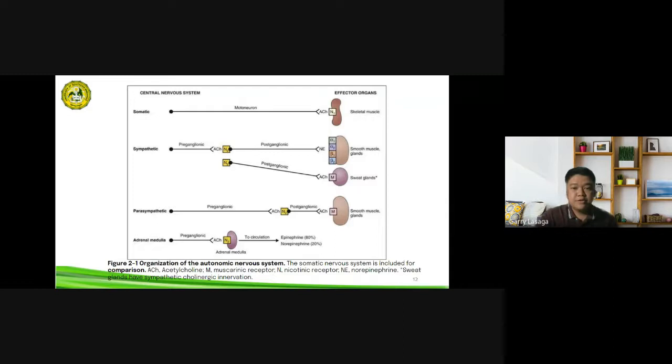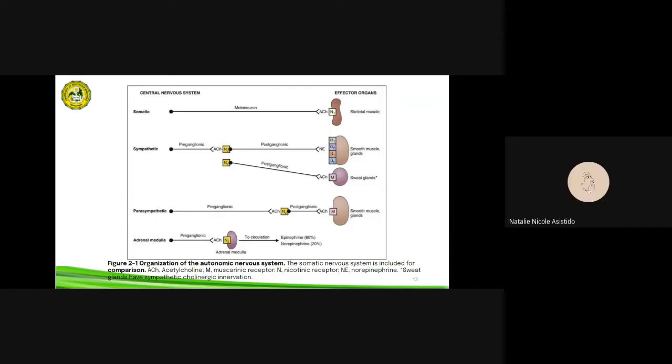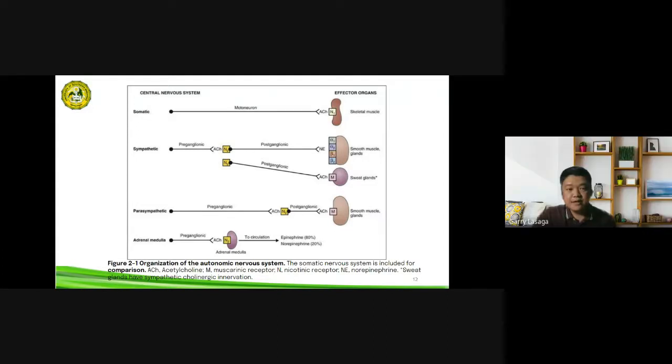Anong tawag natin doon sa mga nerves that will release the acetylcholine? Postganglionic parasympathetic nerve po. Okay. So, but take note that the postganglionic parasympathetic nerve fiber is not the only type of nerve fiber that will release acetylcholine.